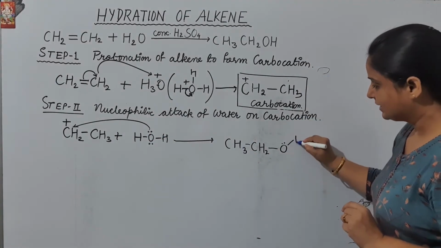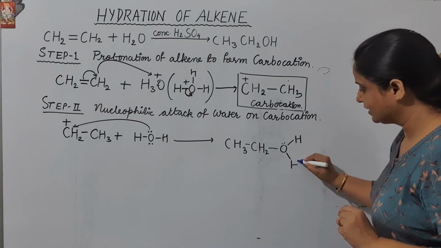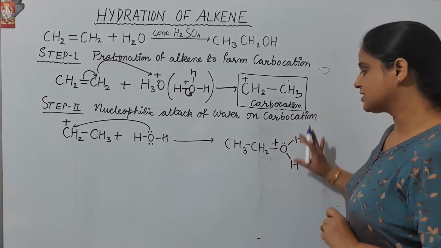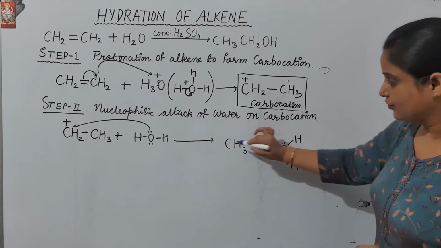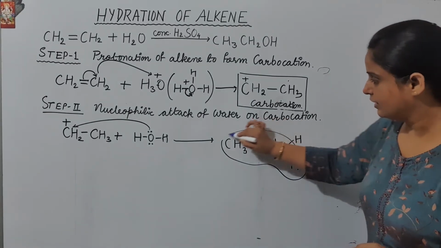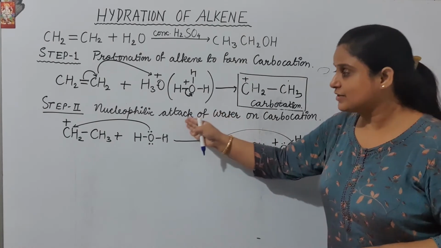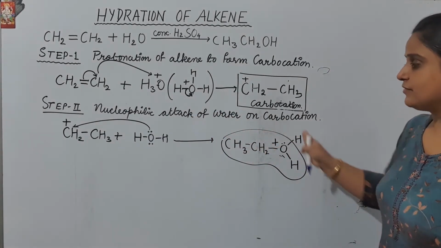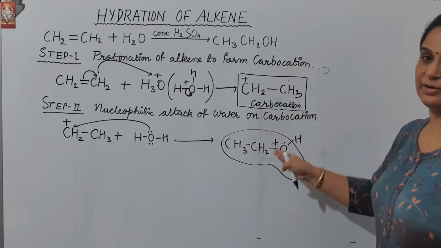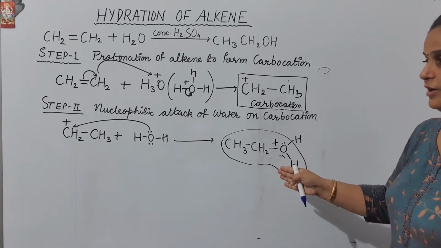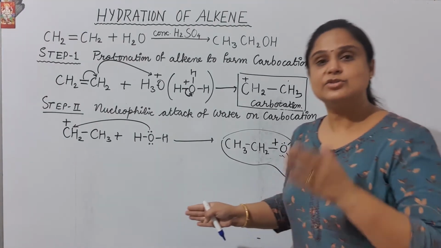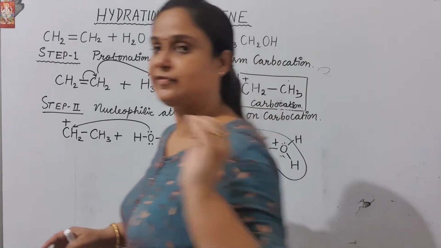So this is connected with H and connected with H. So which species is formed here? You can see here we have alcohol, but this alcohol is protonated alcohol. So after the attack of water on carbocation, we are getting this protonated alcohol actually. So this is protonated alcohol. In the second step we are getting. So let us talk about the third step and the final step.